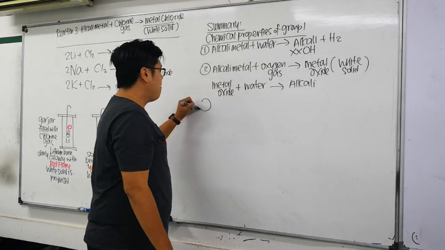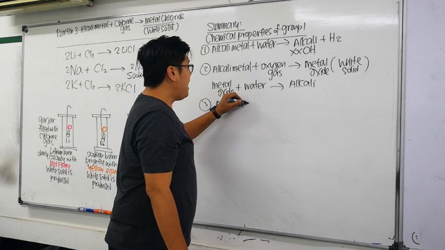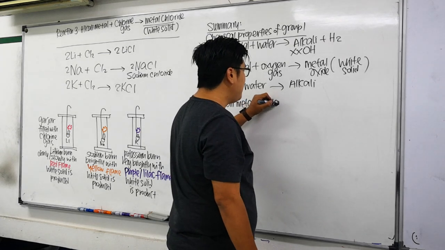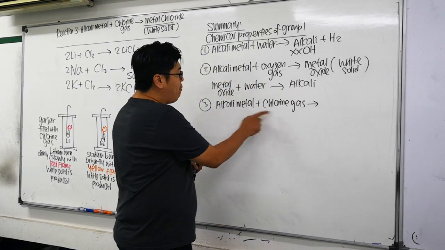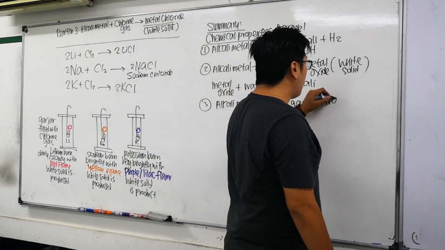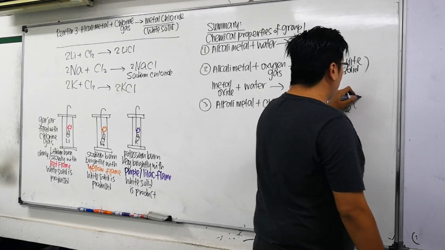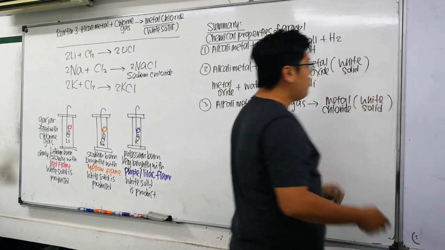Last one. If you have an alkali metal and you put it in chlorine gas and burn, the metal combined with chlorine will form something called a chloride. Metal chloride still appears as a white solid. That's all. That's what we need to know.